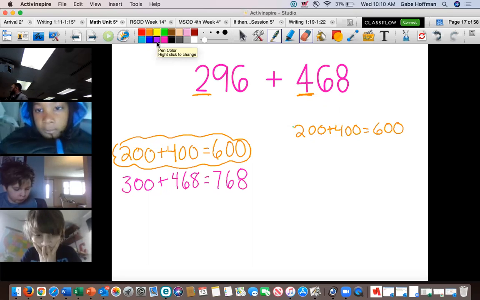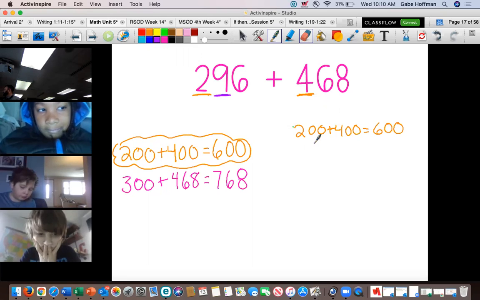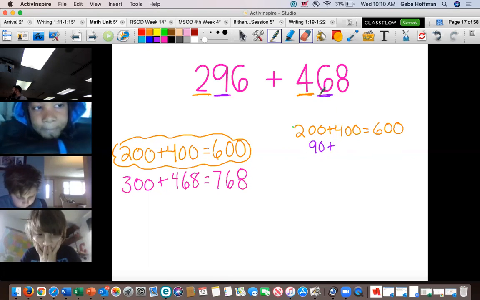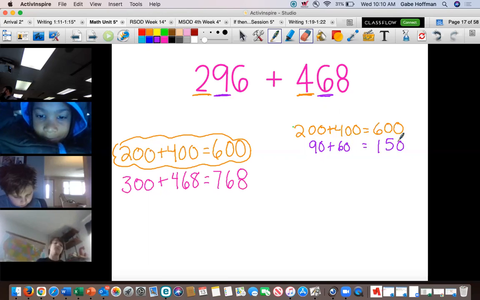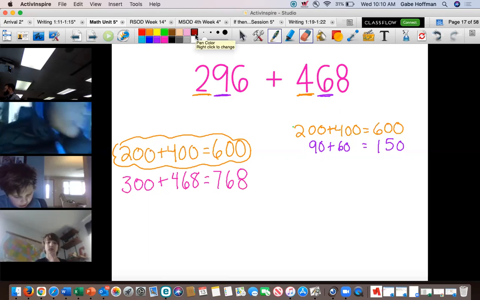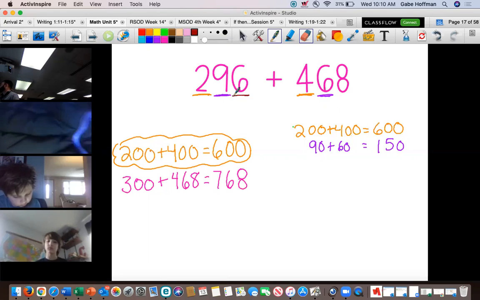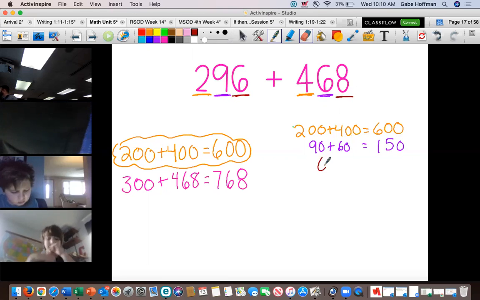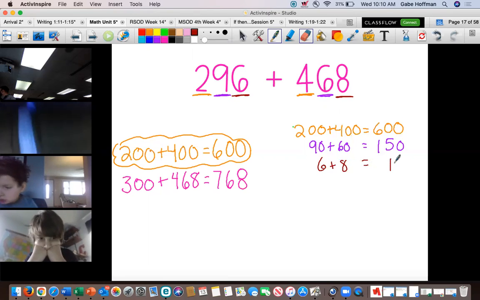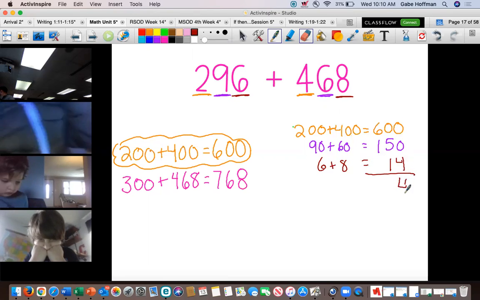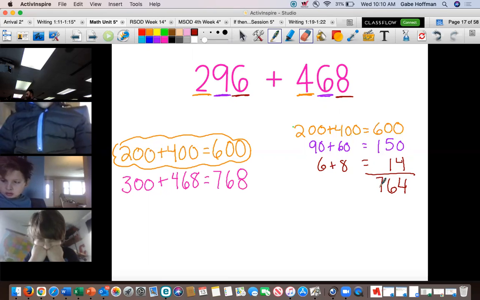Next step is I go to my tens place. So what's that 9 mean? 90. Yep. Plus 60. Yep. And for time's sake, that equals 150. And then what's my last step, Alex J? Add the ones. Yep, which is 6 plus 8. Yep. And that gives me 14. I get 764. So that's that one. Now here's the last one.